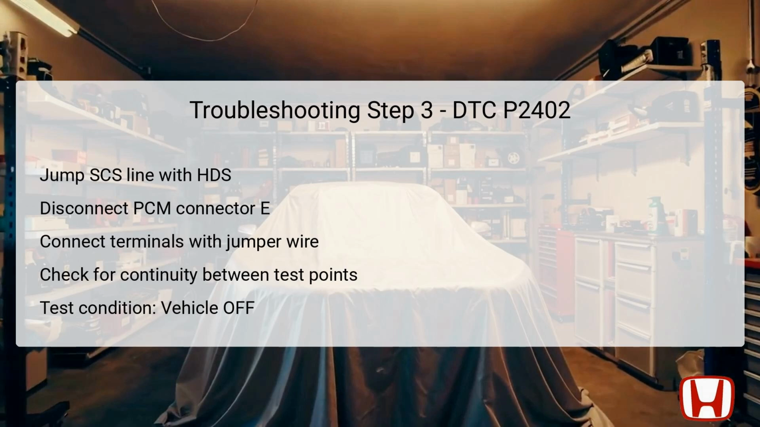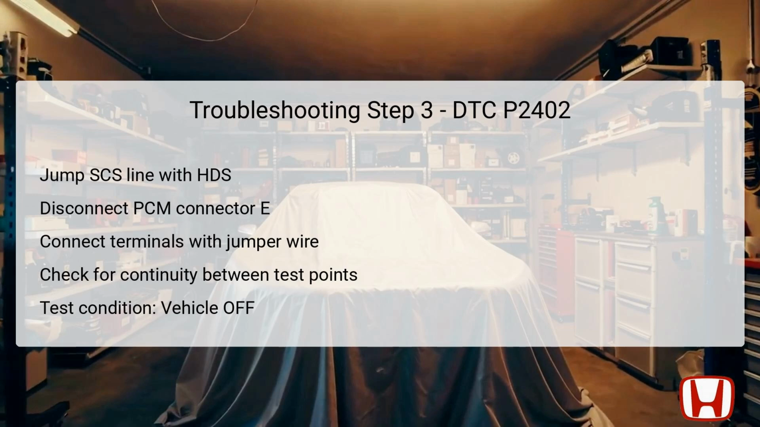First, the SCS, or the short circuit selector line, should be jumped using the HDS, which must be sustained for more than 1 minute to establish a test condition. Following that, disconnect the PCM connector E, which houses a significantly detailed network of engine control systems.